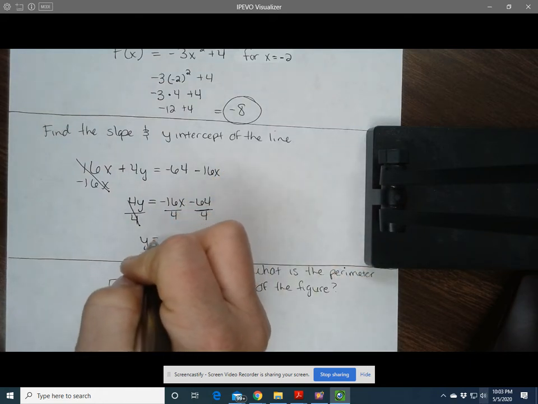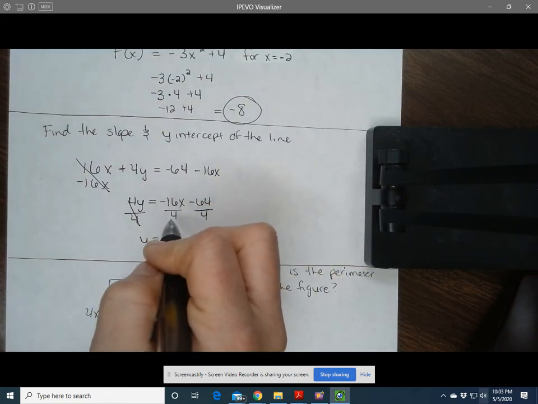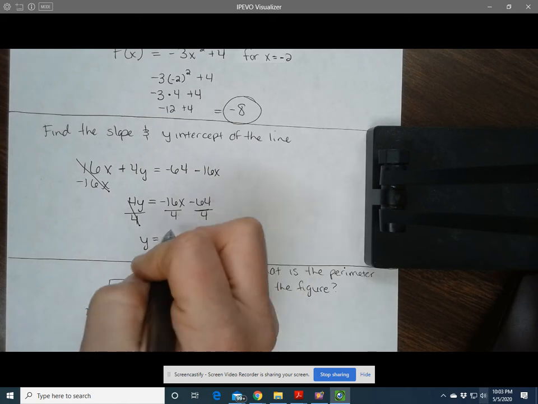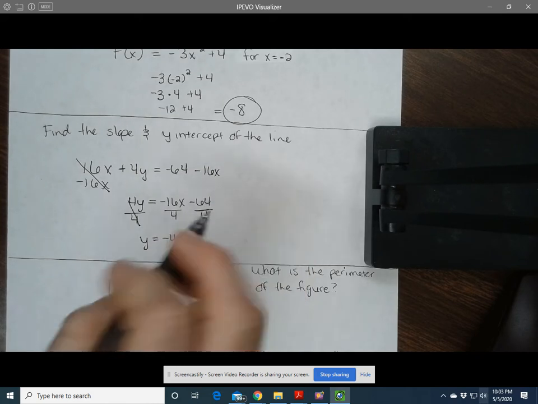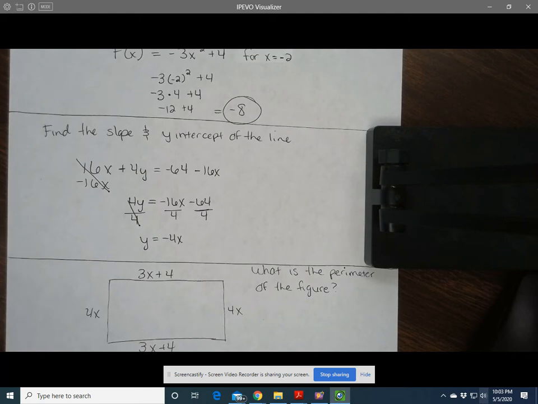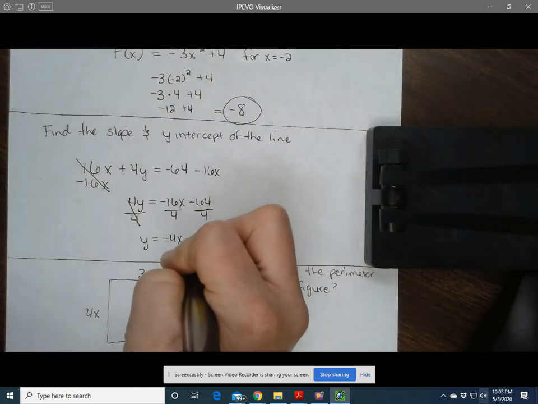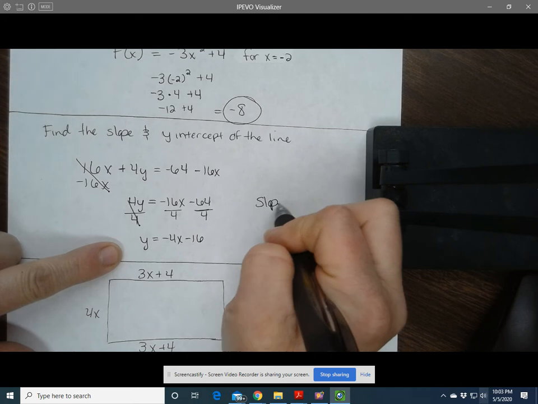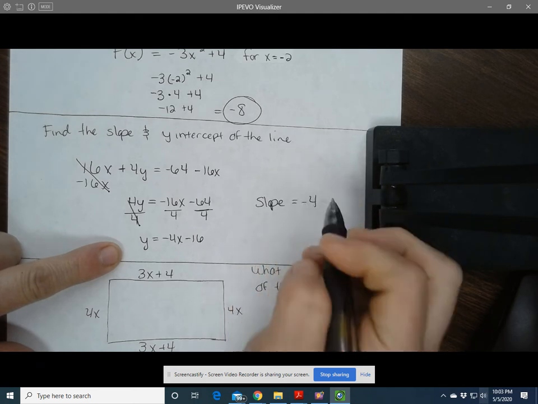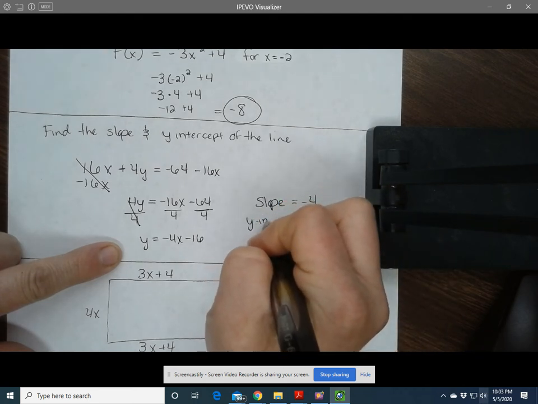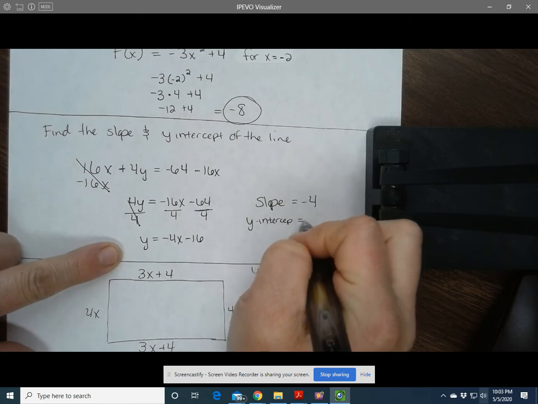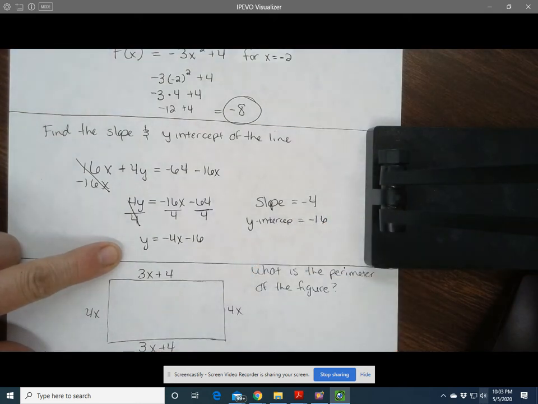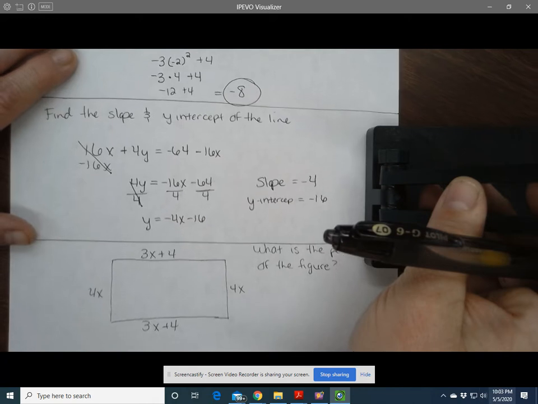That means y equals -16 divided by 4 is going to be -4x. And then 64 divided by 4 is going to be 16. So it's going to be -16. So now the slope is -4, and then the y-intercept is -16. So you must change those around.